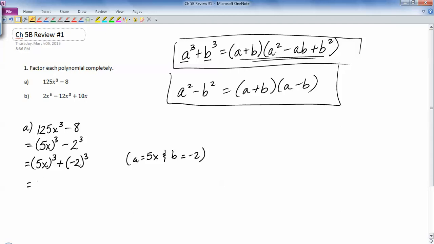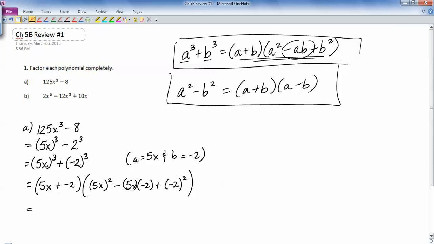Then if I just plug it into this side, I've got the factored form. On that side, a plus b is going to be 5x plus negative 2. And then I've got a squared, which is (5x) squared, and then minus ab, so minus 5x times negative 2, and then plus b squared, so plus (negative 2) squared.